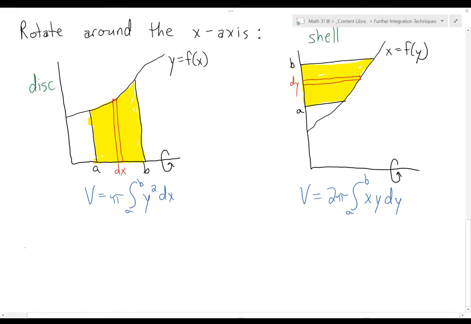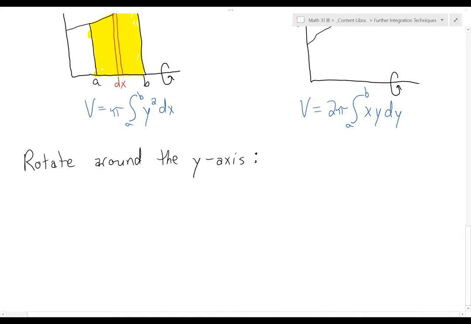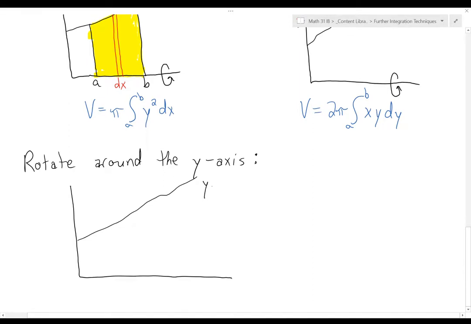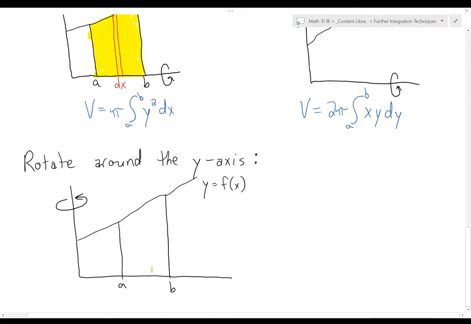Now, if we want to rotate around the y-axis, this kind of gets reversed. So if I want to rotate around the y-axis, but I have a function and a region that are defined on the x-axis. So something like what I just drew above, if I've got y equals f of x, I've got boundaries on the x-axis, but I want to rotate around the y-axis. So the region is what I'm shading here. So it makes more sense to draw a rectangle that is perpendicular to the x-axis. In other words, to use dx.